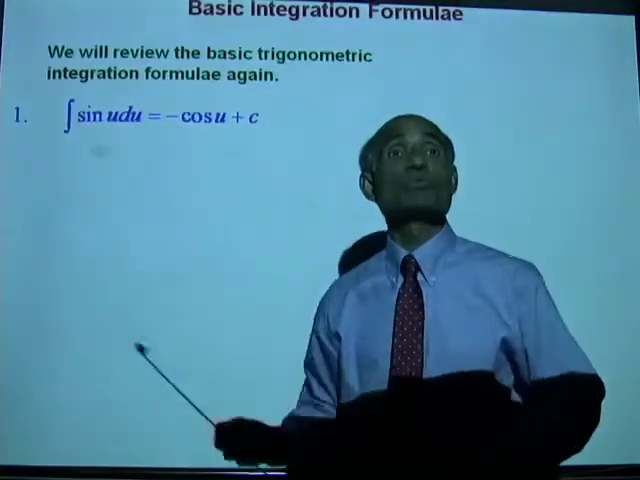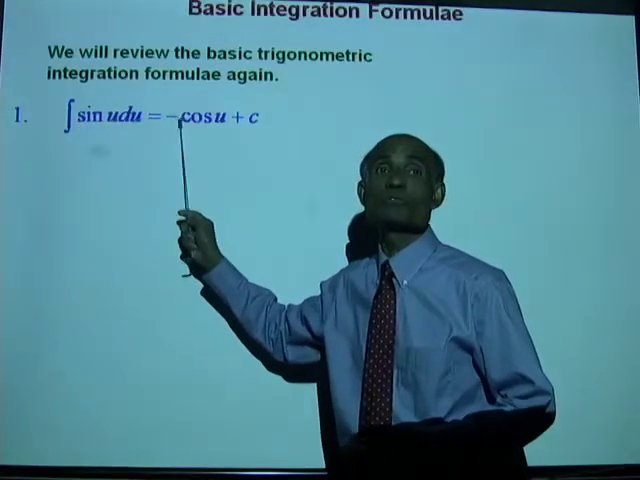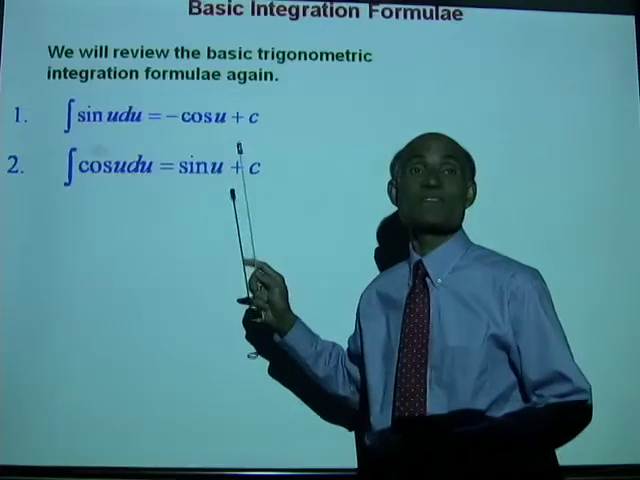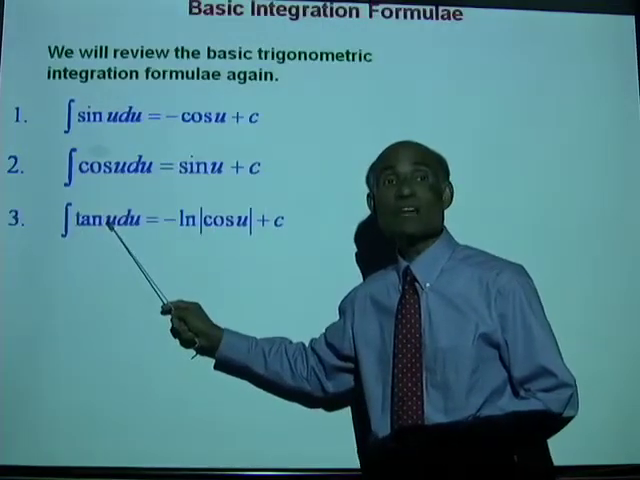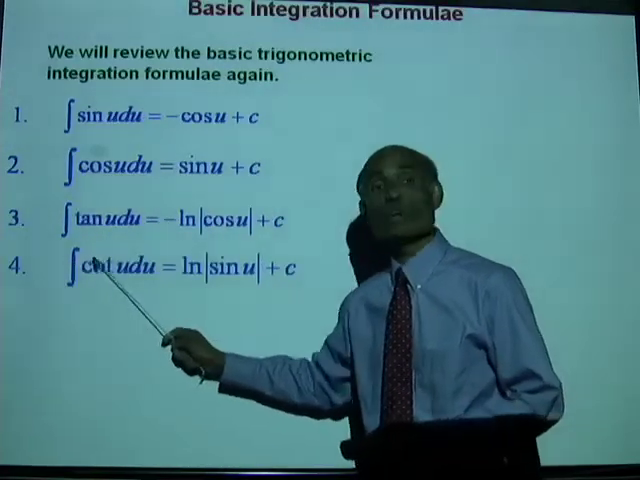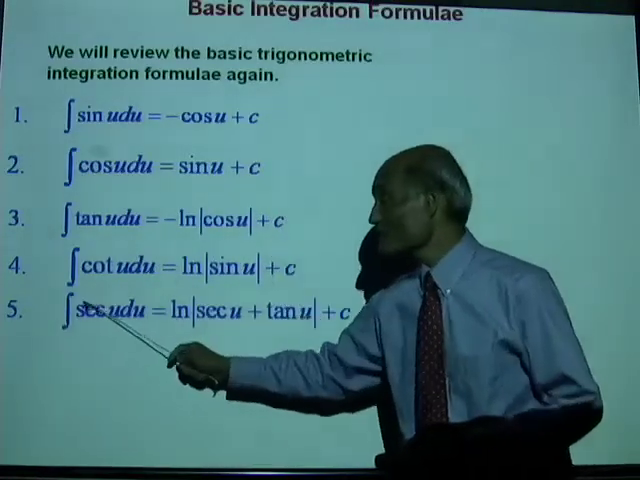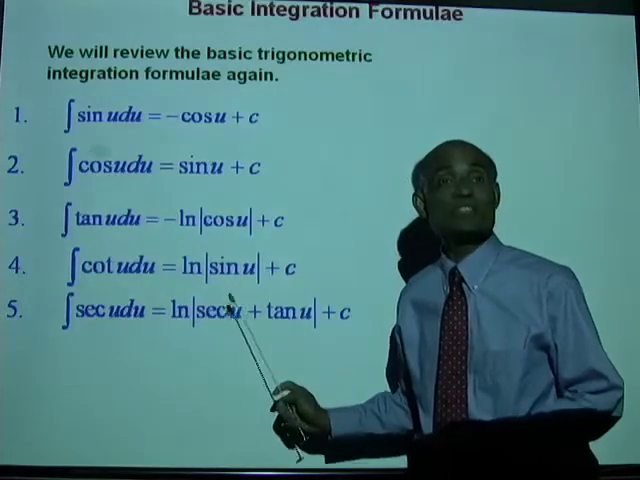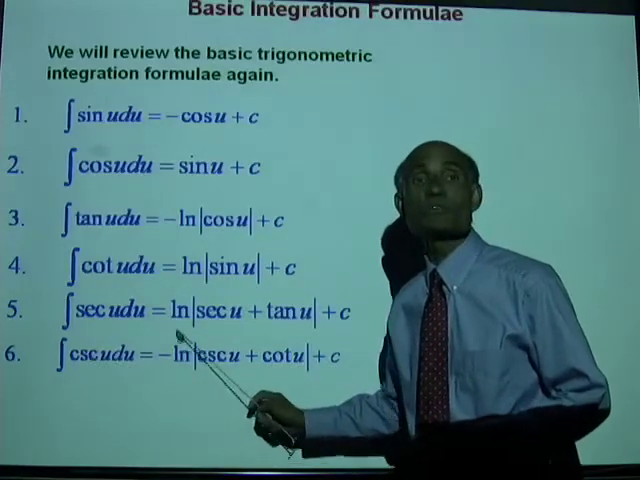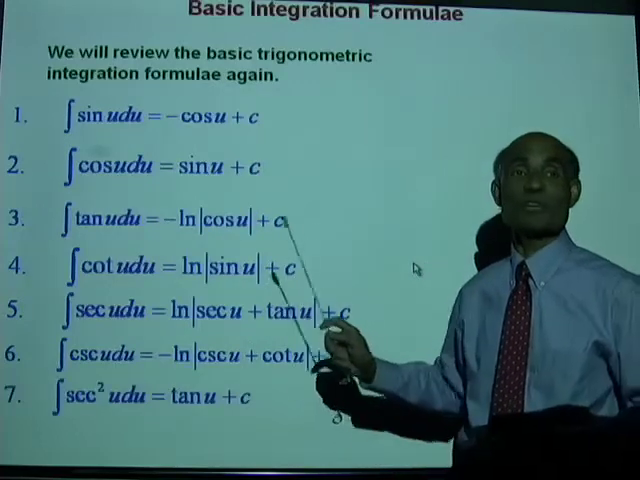Well, we will quickly review some of these trigonometric formulae that we already know. Integral sine u du is negative cos u plus c. Integral cos u du is sine u plus c. Integral tan u is negative ln cos u plus c. Integral cot u du is ln sine u plus c. Integral secant u is ln secant u plus tan u plus c. Integral cosecant u is negative ln cosecant u plus cot u plus c.